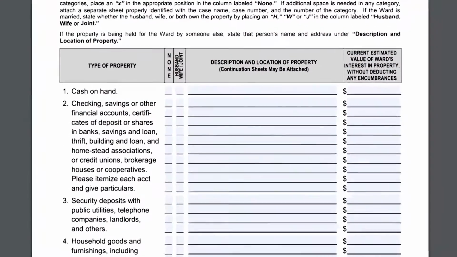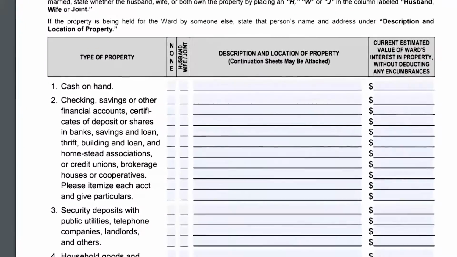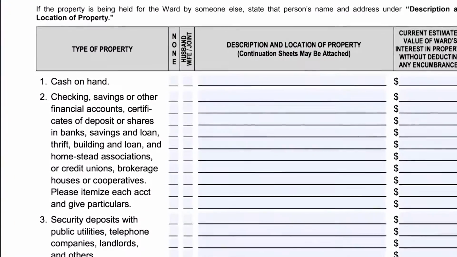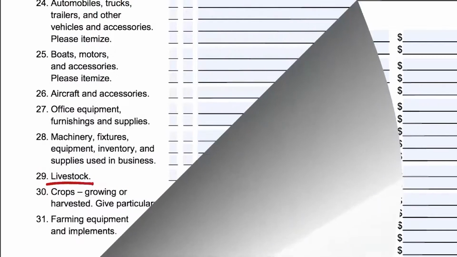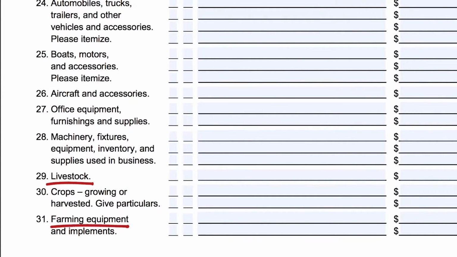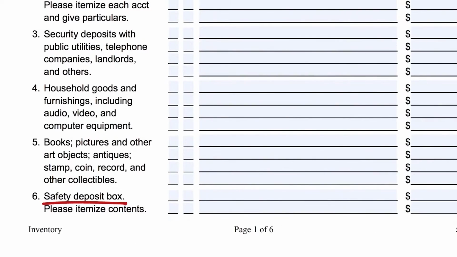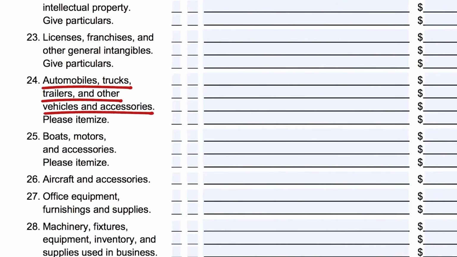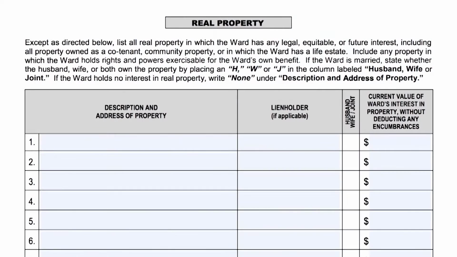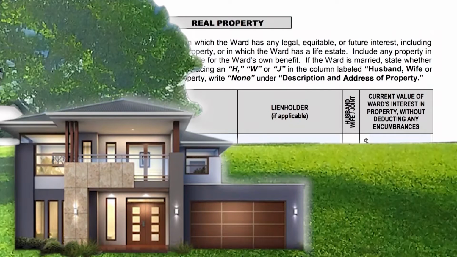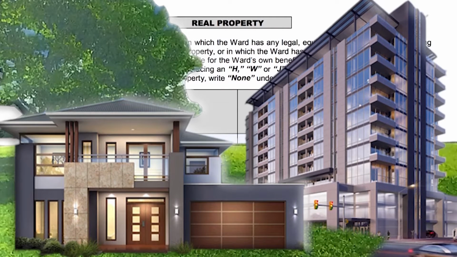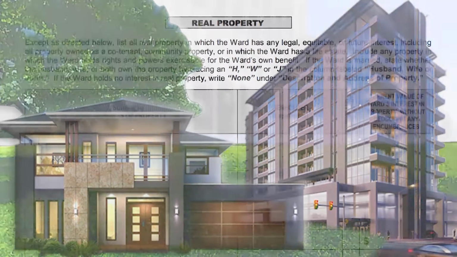For example, be sure to include all personal property items owned by the respondent, such as checking accounts, savings, or other brokerage accounts, furs, jewelry, livestock, and farm equipment. Additionally, any safety deposit box contents and vehicles need to be included. You will also need to list all real property. Real property means any land, houses, or any other buildings owned by the respondent. In other words, real estate.